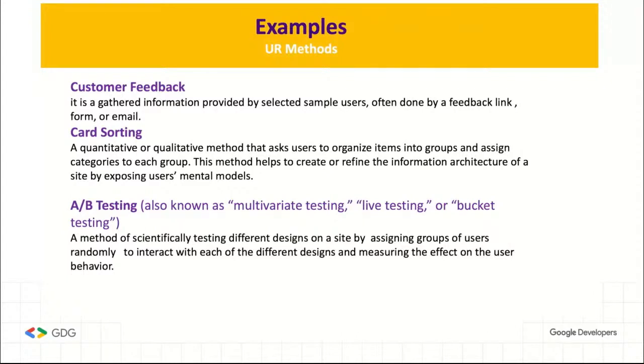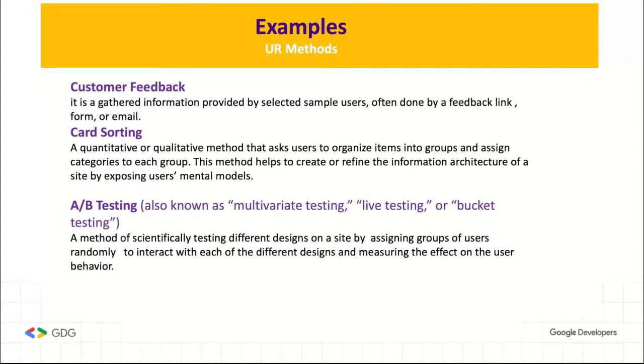Also, customer feedback is essential in user research methods. It's information gathered from selected sample users, often done by a feedback link, form, or email. So when your user finishes using the product, or even when you want, send them an email or messages or even links so they can provide you feedback on your product.